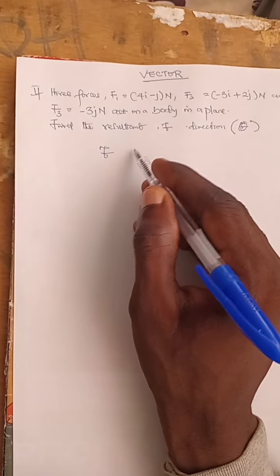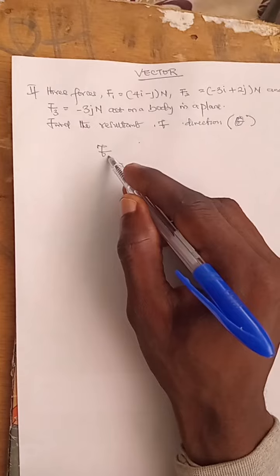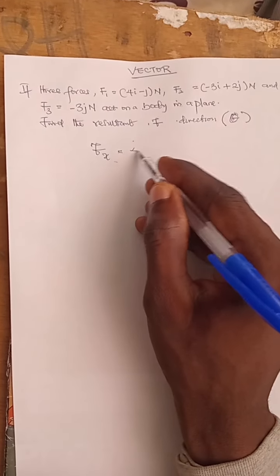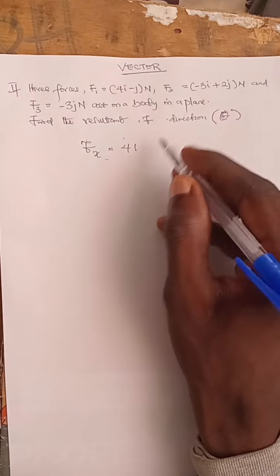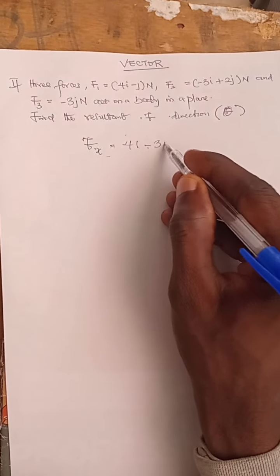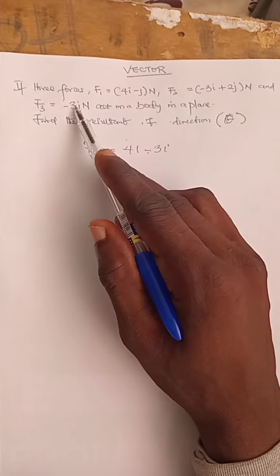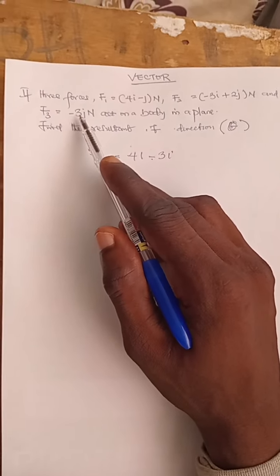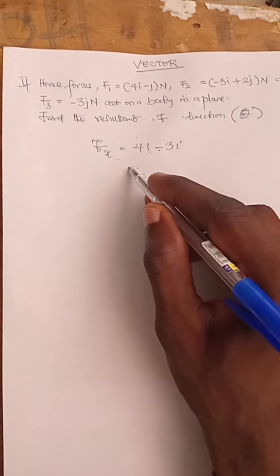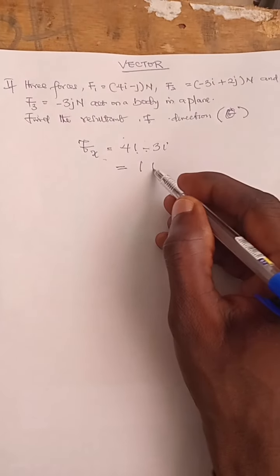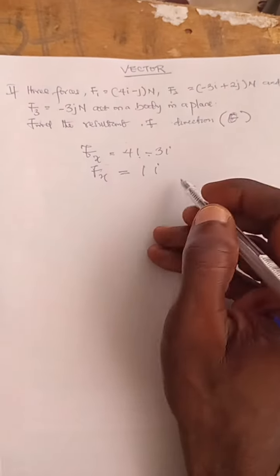For i, i represents x. Let's call it Fx. So Fx will now be 4i. The next force is F2, which contains minus 3i. That's 4i minus 3i. Then the third force does not contain i, it only contains j. So you only have 4i minus 3i, that is 1i. That's for Fx.